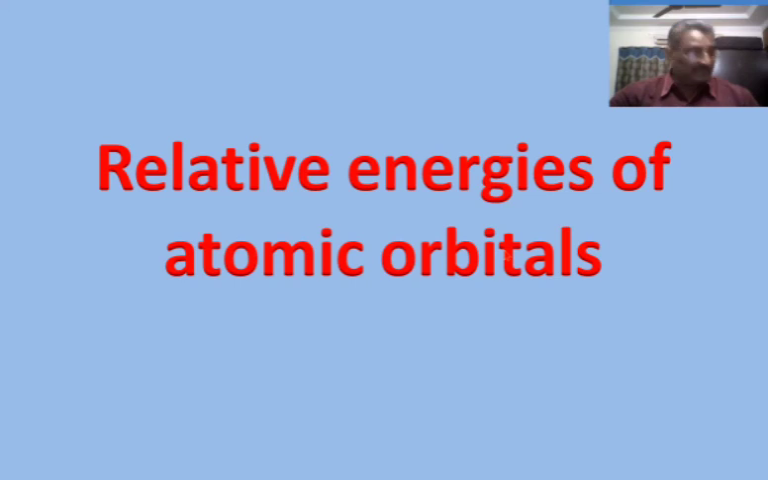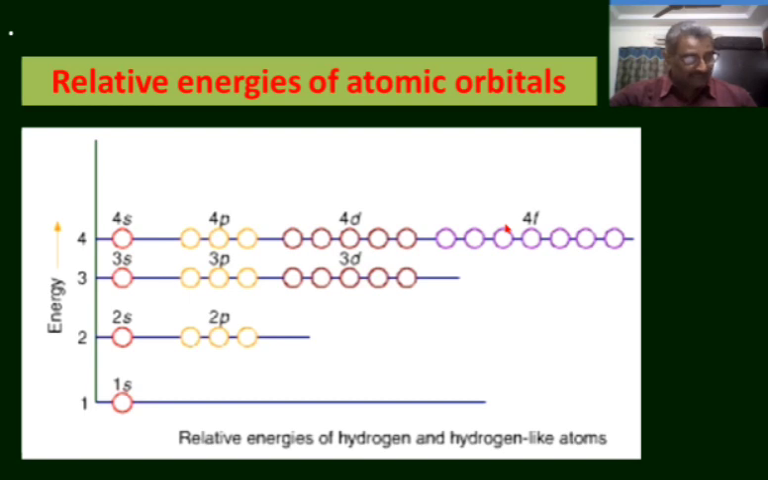You know that in atoms, electrons can have only certain permissible values of energies. That is, the energies of electrons are quantized. These permissible states of electrons are called energy levels. The relative energies of various energy levels for hydrogen and hydrogen-like atoms are the same.